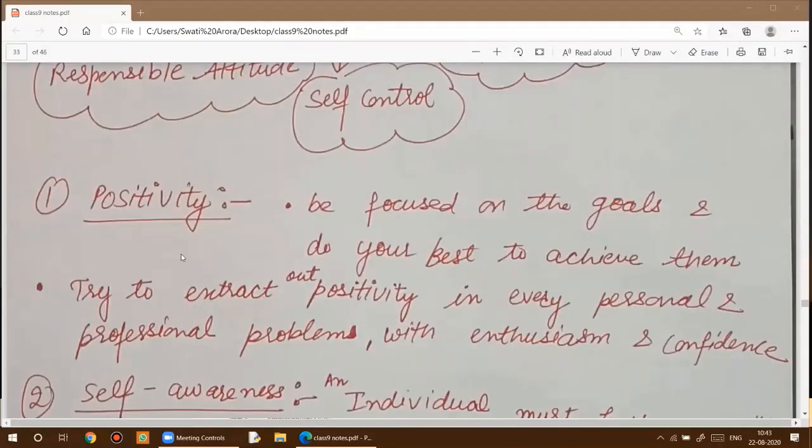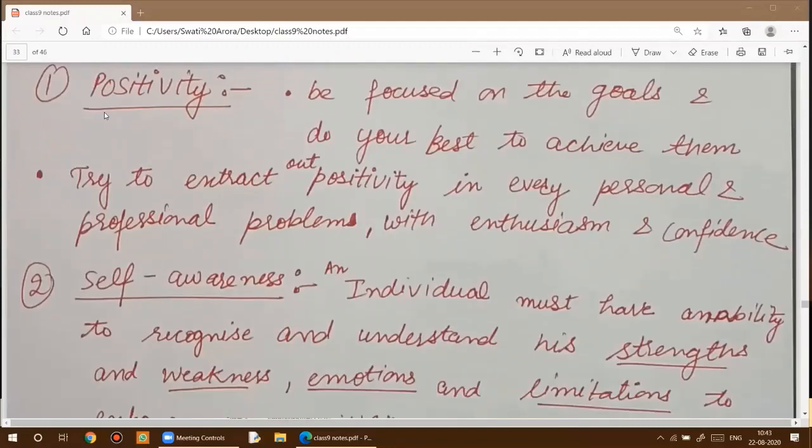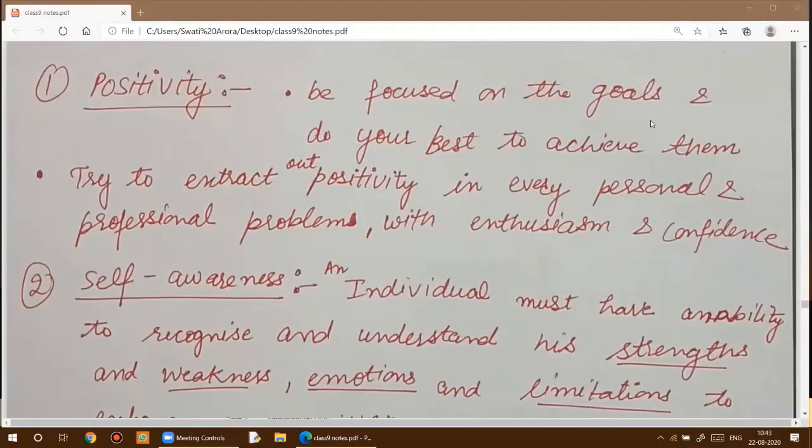Okay, so what is positivity? See, when we are self-managed, we are focused on the goals, okay? And we'll be flexible enough to take things in a positive way, fine? So there will be a good balance between personal and professional lives and the problems that are coming, okay? We will feel enthusiastic because when a problem comes, we have a positive approach and we will look at that problem like we have to learn something from this also. So when problems come in your life, don't take it as a problem. Take it as something new that I am going to learn from this particular thing. So you will feel enthusiastic and you will feel confident also.